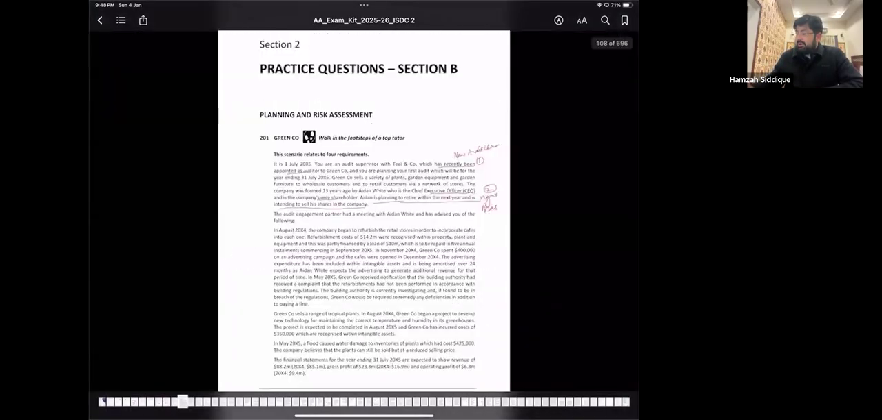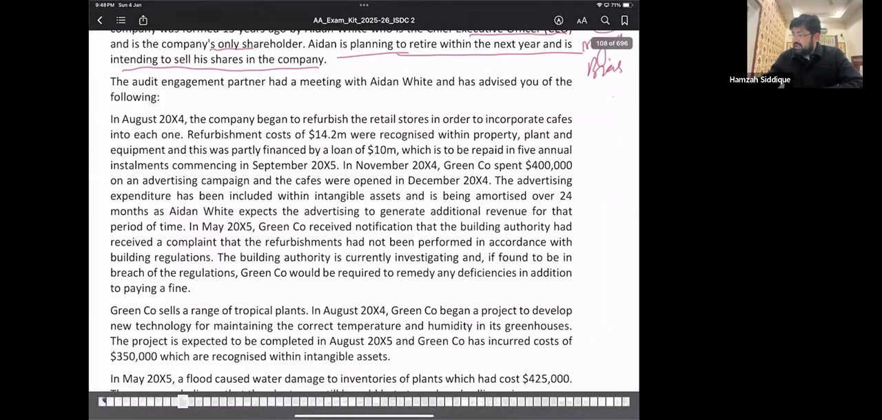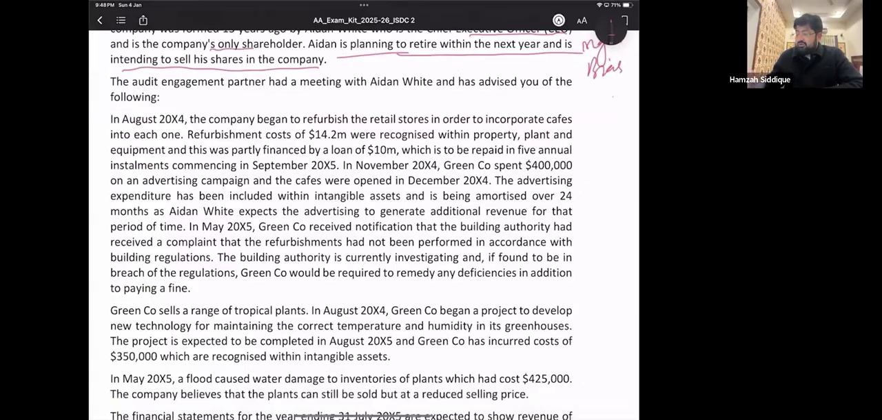The audit engagement partner has a meeting with a white and has advised you the following. The company in August 24 began to refurbish the retail store. Refurbishment. Yes, misclassification of repair and capital expenditure. We have talked about it.